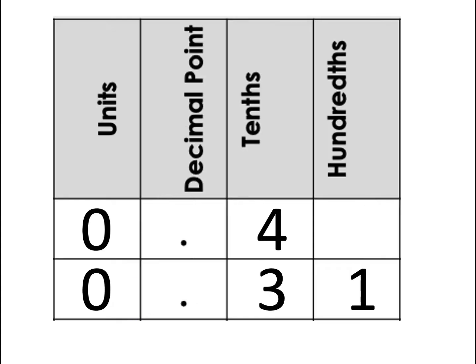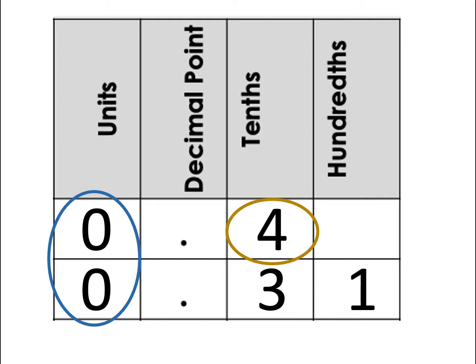For example, 0.4 and 0.31. The knee-jerk reaction is to say 0.31 because 31 is larger than 4. But this would be incorrect. We must always compare the place values. They both have 0 in their units column, so we move on to the next place value, the tenths. Which value is larger? 4 is larger. Therefore 0.4 is larger than 0.31.